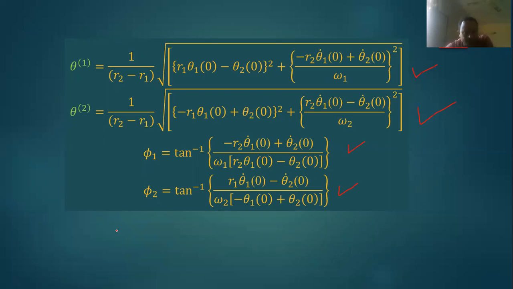Once we know theta 1 and theta 2, then x1 and x2 can easily be obtained using this relation: x1 over theta 1 equals r1, so from that we can immediately get x1. Similarly, x2 over theta 2 equals r2. So from this, we can find x1 and x2. So this is all about coordinate coupling and determination of principal coordinates.